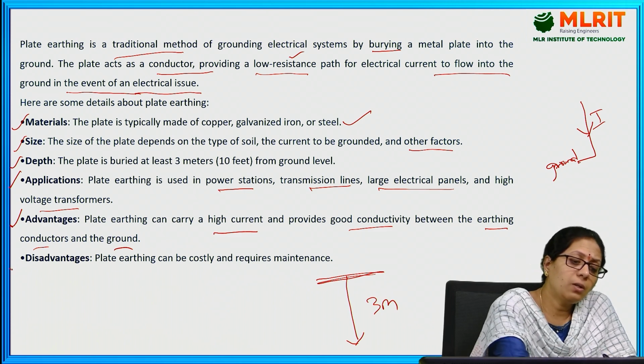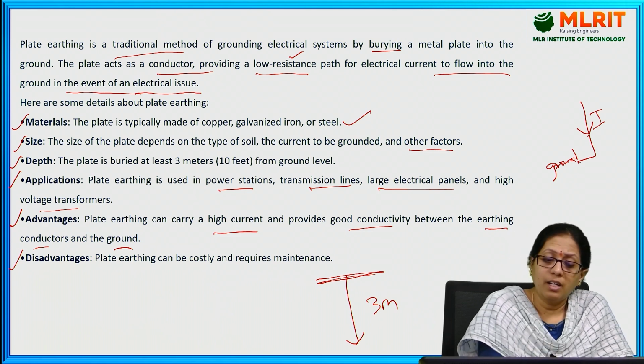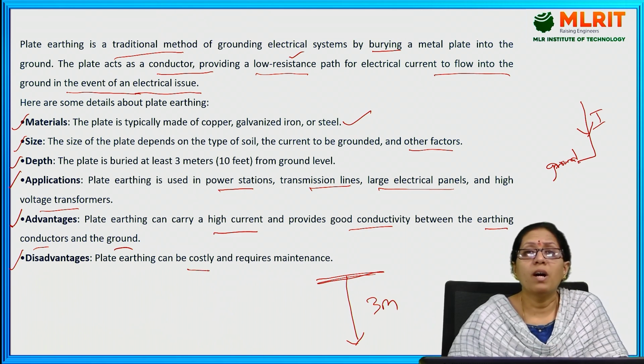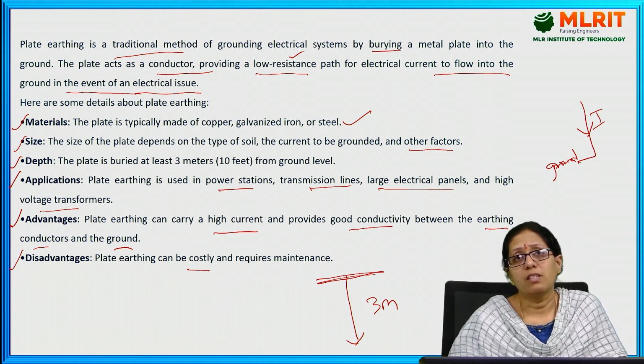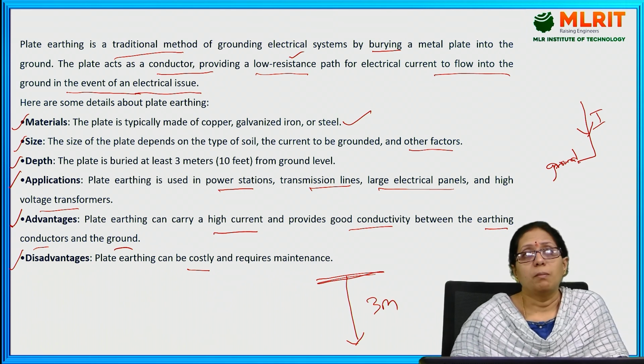What are the disadvantages? The disadvantages are, it is costly and requires regular maintenance. It is very costly and it requires regular maintenance. This is one of the drawbacks of plate earthing. So, this is the plate earthing.